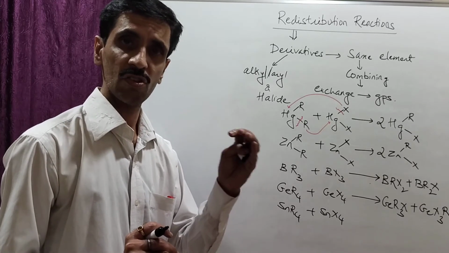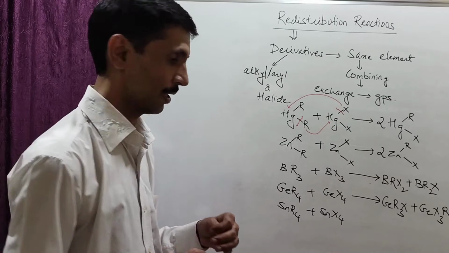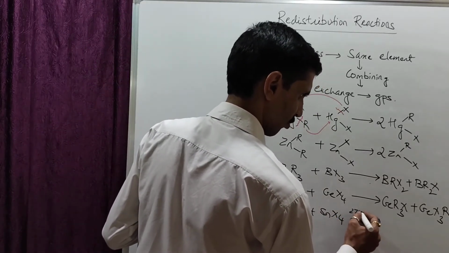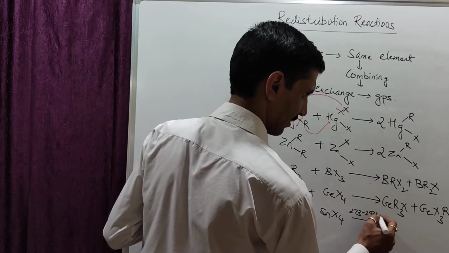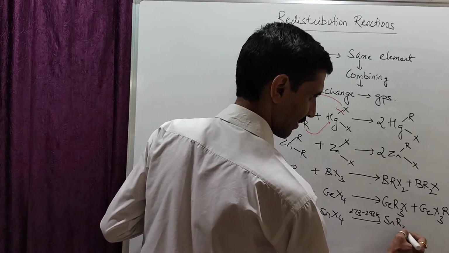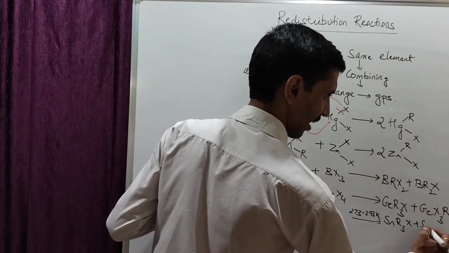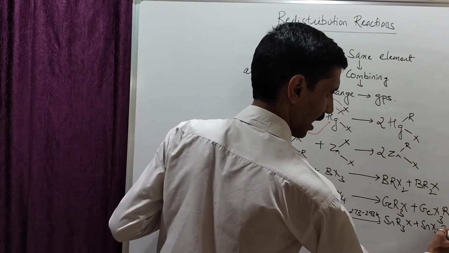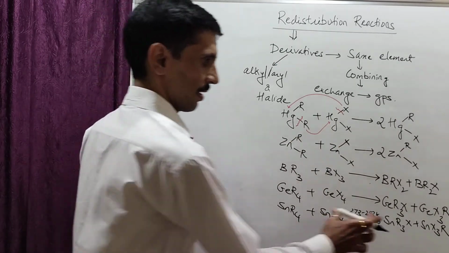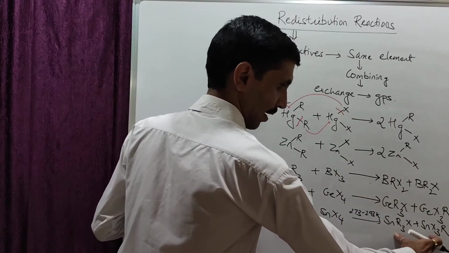Carbon, silicon, germanium, tin, lead. Alright, so the first step is the same. The temperature is going to be around say 273 to 293 Kelvin. So I'm just replacing the germanium by tin. So I'm getting SnR3X plus SnX3R.